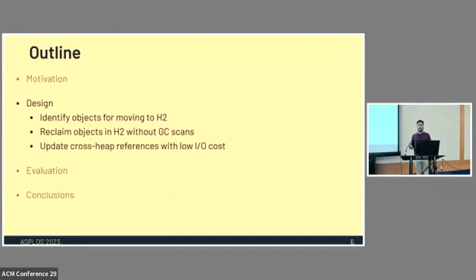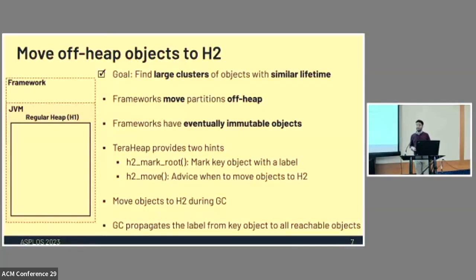Now that we have explained the problem, I'm going to present the high-level design of TeraHeap and some highlight results. The first goal of TeraHeap is to identify large clusters of objects with similar lifetime and move them to the second heap. We observe that frameworks have this knowledge because they use partitions and move specific partitions outside the managed heap. Partitions are represented as a large cluster of objects inside the managed heap. Also, we observe that frameworks have eventually immutable objects.